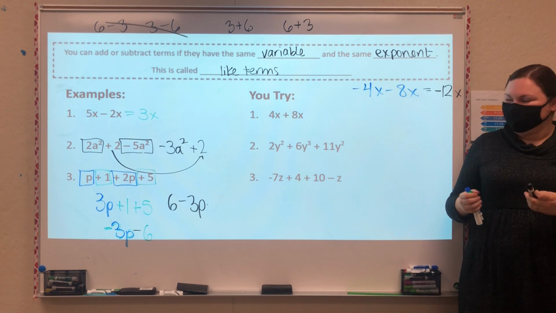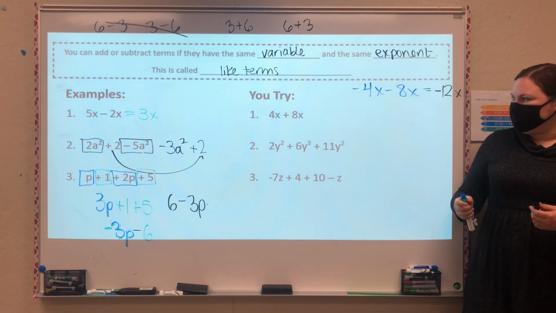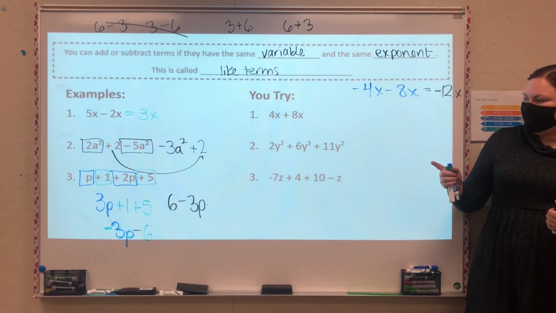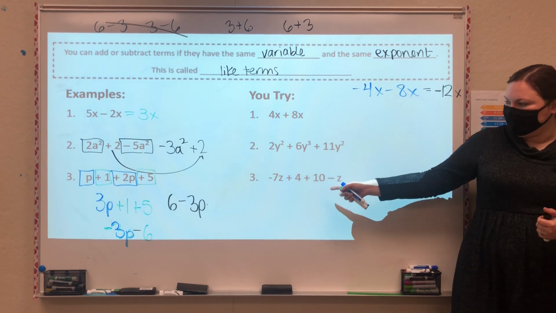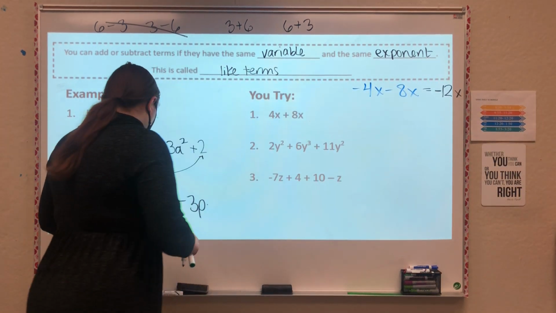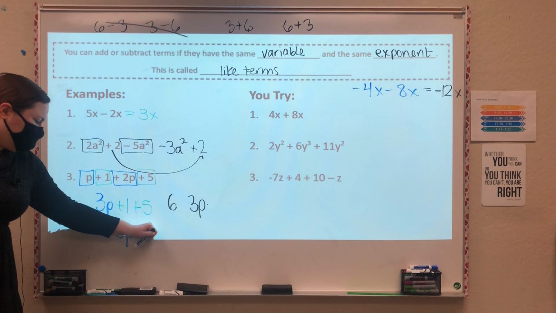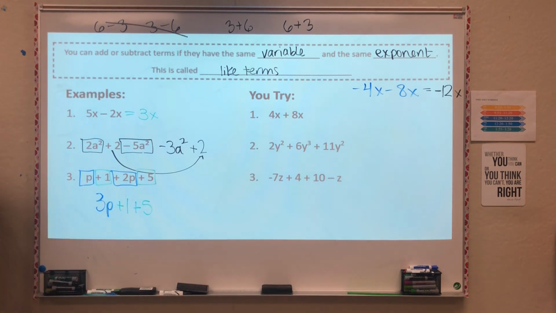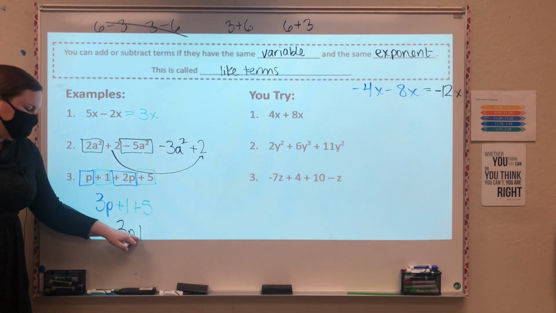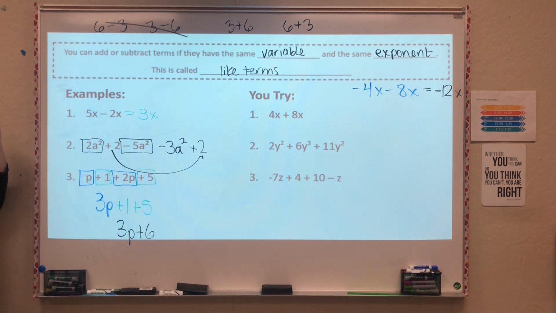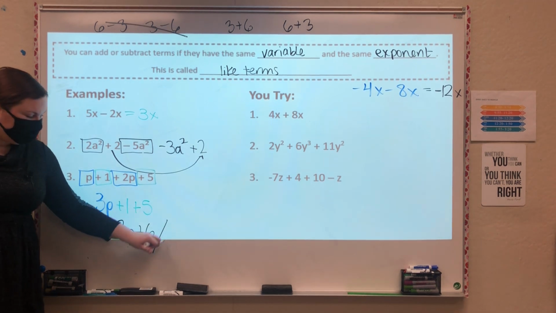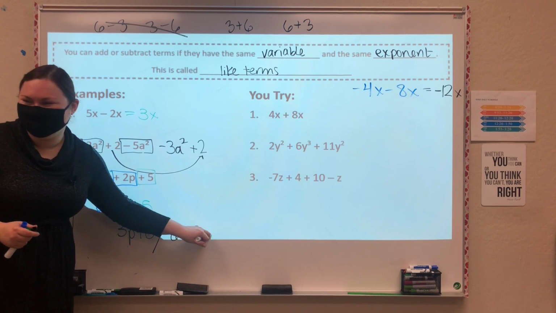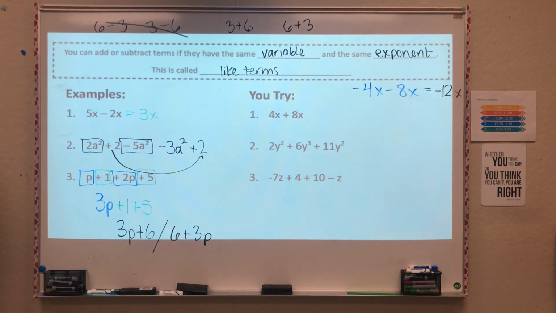So what's the answer today? To which one? Number 3? This one? We originally had it, but I changed it around. What was the original answer? We said you could have 3p plus 6. And then we also said you could have written 6 plus 3p. Yes, the less pretty one.